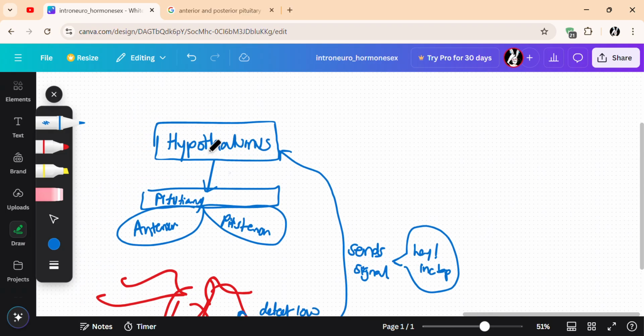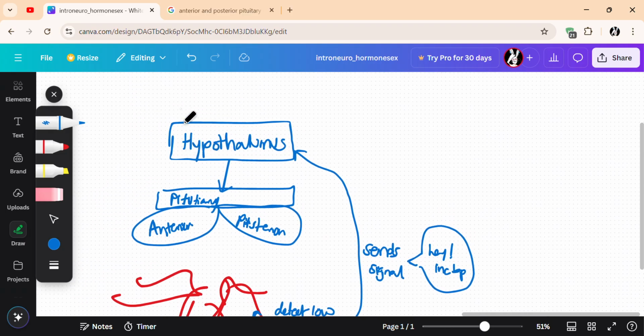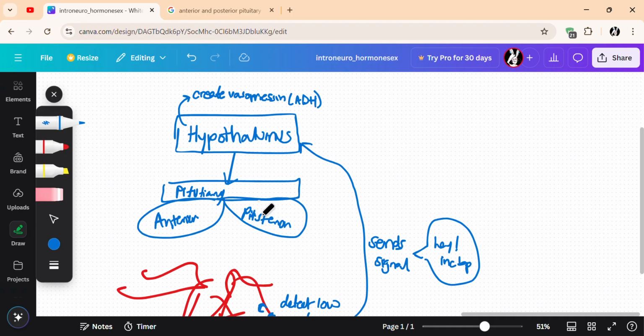Now this will actually trigger the hypothalamus to create vasopressin, also known as ADH. And so, although vasopressin is a hormone associated with the posterior pituitary, it's actually created in the hypothalamus. After it's created in the hypothalamus, it goes to the posterior pituitary, where ADH is stored until needed.